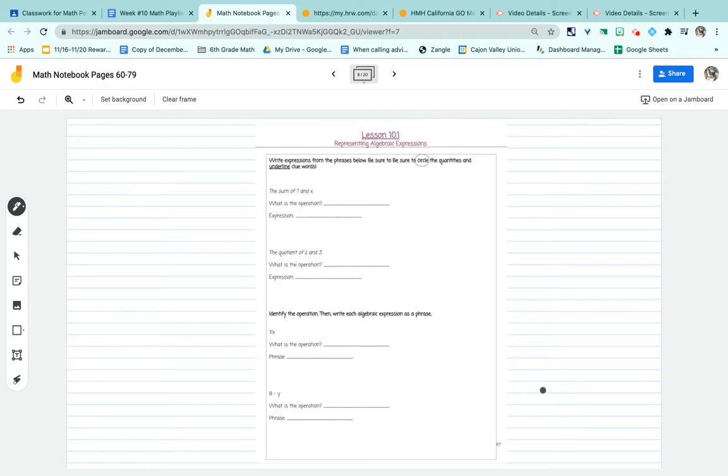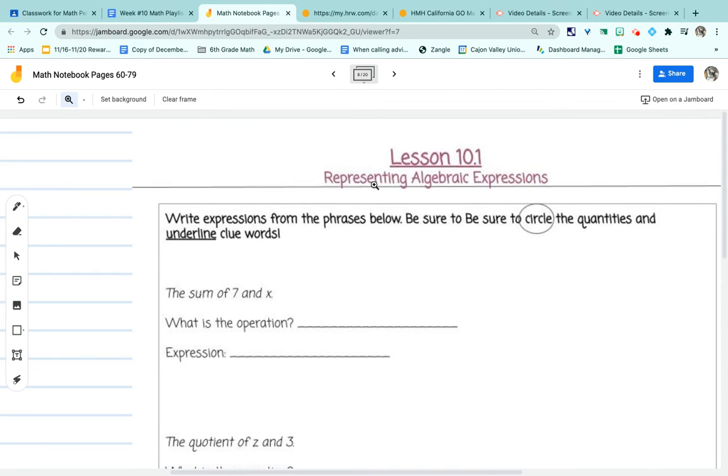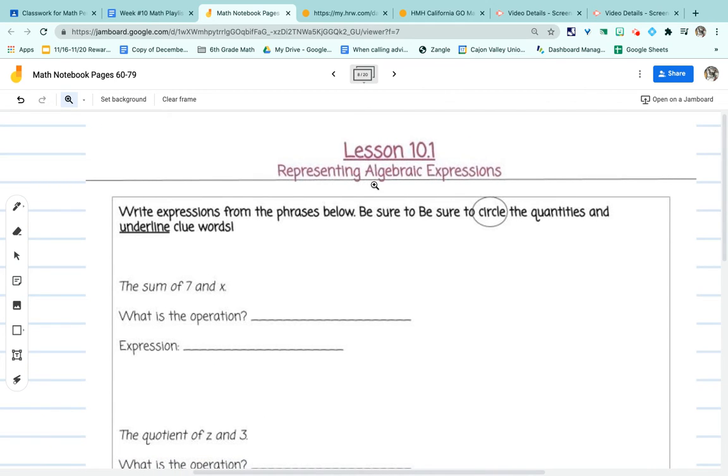And we're going to use notes that we took on page, I believe it was 63, to help us with this. So I'm going to zoom in a little bit, take a look at the instructions at the top, and see if we can figure this out. It says, write expressions from the phrases below. Be sure to circle the quantities and underline clue words. So circle quantities and underline clue words.